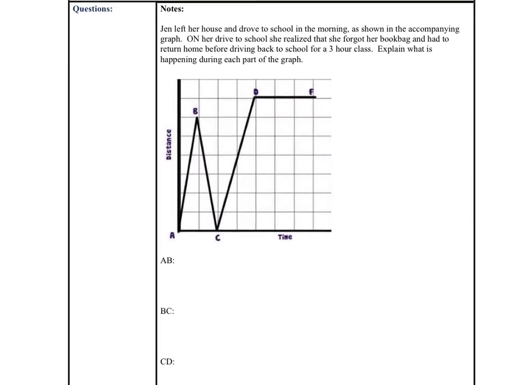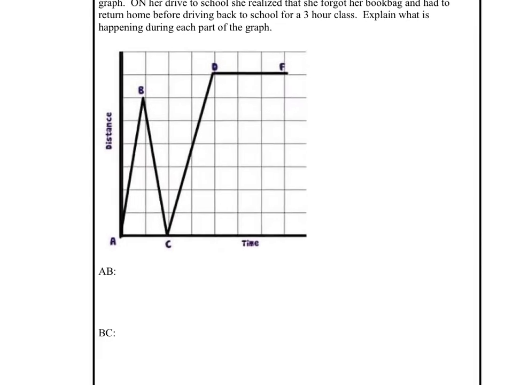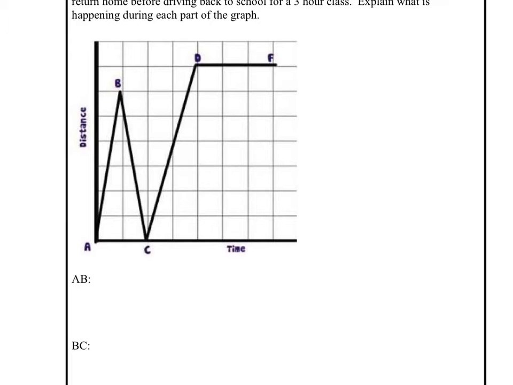Okay, so it says A, B, so that means from A to B. What is happening from A to B? Can someone explain or take a guess of what is happening? Olivia? She's driving to school. Is she driving slowly or quickly?